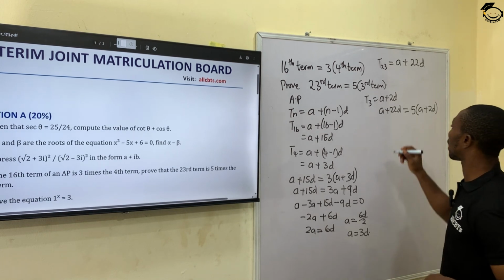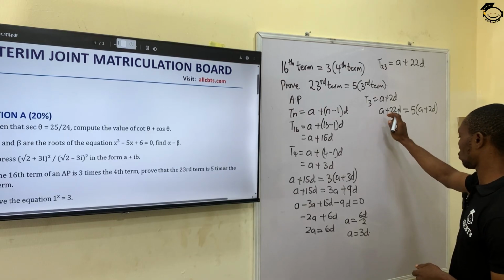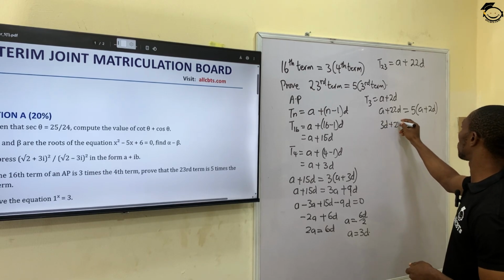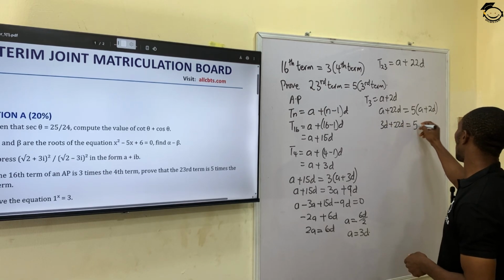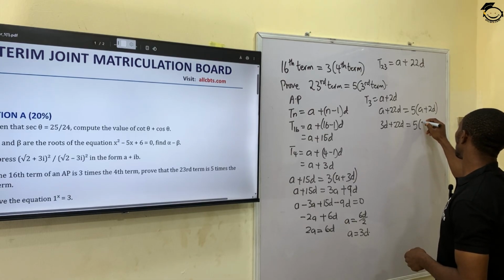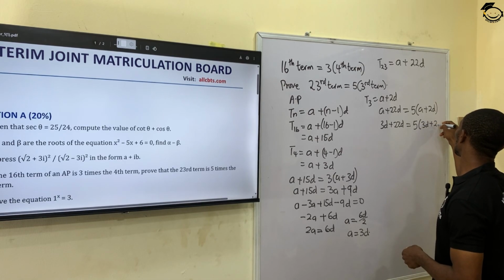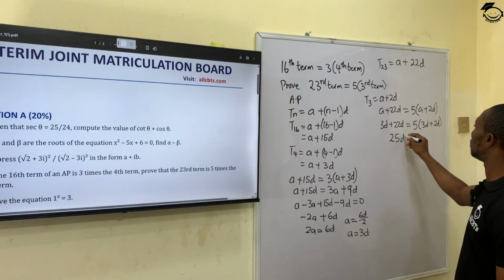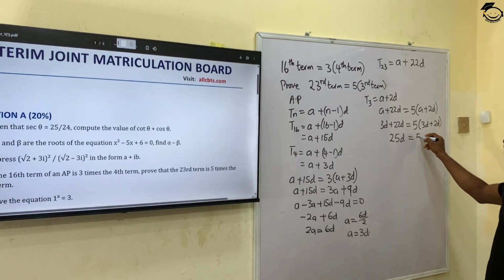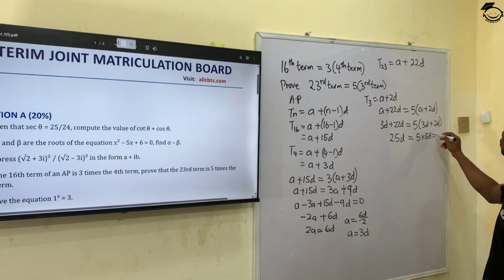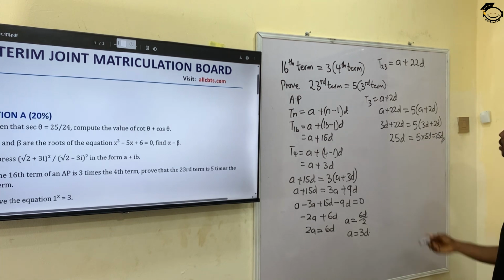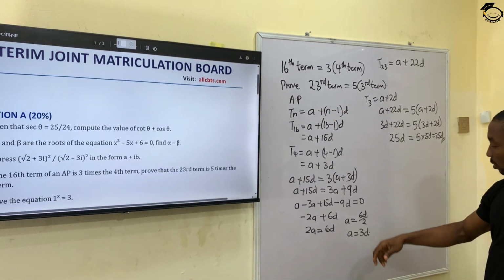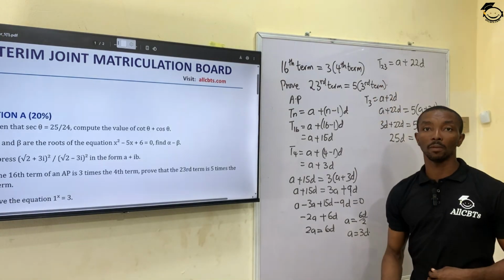So having this, we are having our a as 3d. So this will give us 3d plus 22d equals 5 brackets 3d plus 2d. So 3d plus 22d will give us 25d, and 5 times 5d will give us 25d. So with this, we've proved that our 23rd term is 5 times our third term.